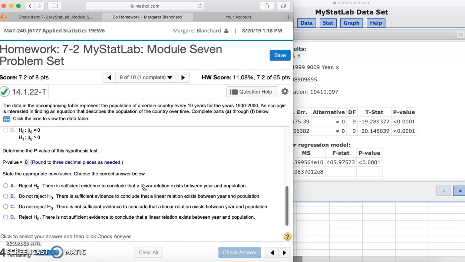All right, state the appropriate conclusion. Remember, our alpha is 0.01. Obviously, with a p-value of 0, we're going to reject the null hypothesis. So we know we're looking at A or D. Let's read the conclusion. There is sufficient evidence to conclude that a linear relation exists between year and population, or there is not sufficient evidence. Remember, in this case, our alternative is that there is sufficient evidence. So if we're saying we reject the null hypothesis, that means there is sufficient evidence to conclude that a linear relation exists between year and population. So we're going to reject that null.